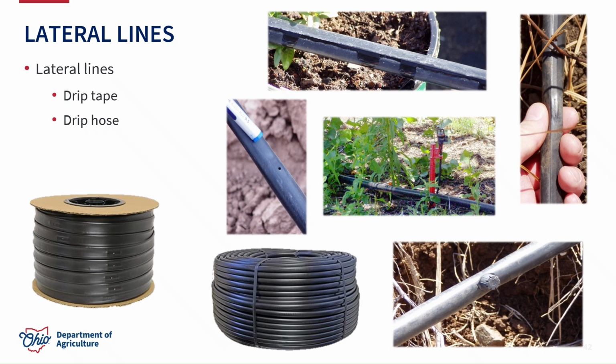Two common types of lateral lines that we're going to see, firstly, is a drip tape. This is going to be a thinner wall pipe, and it's going to have inline emitters likely already installed, and we'll discuss some more examples here in the next slide. Or a drip hose, which is more going to be a thicker wall where point source emitters are going to be installed.